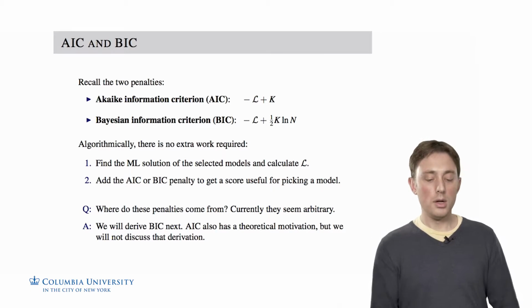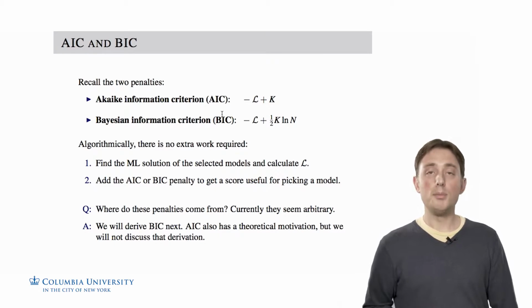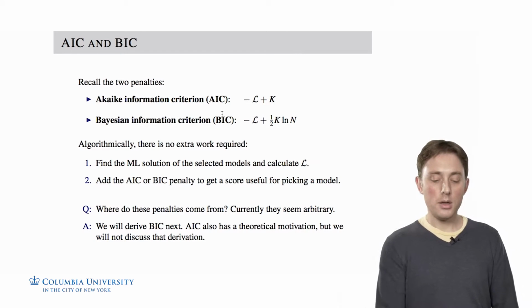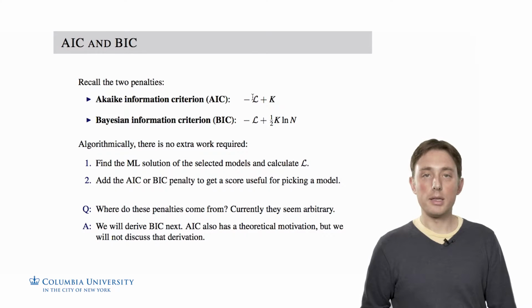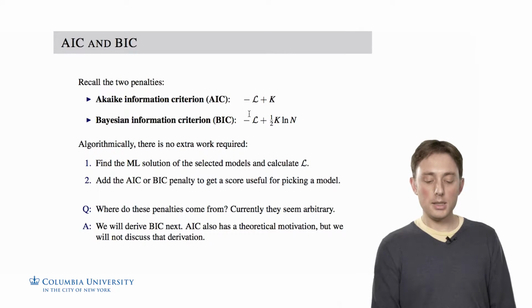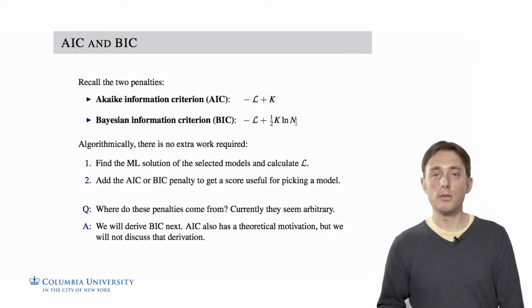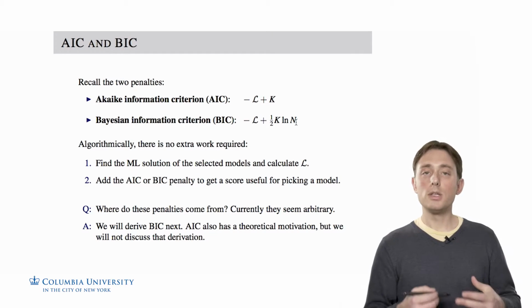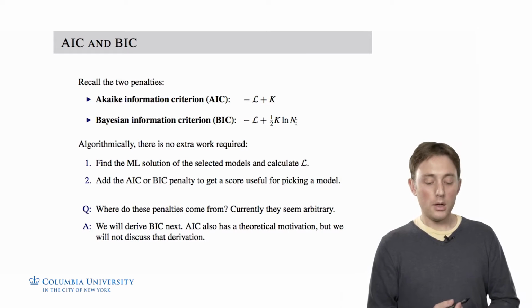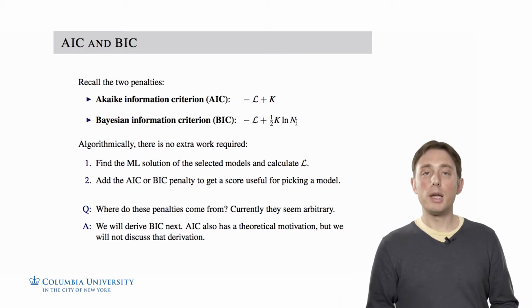So again, let's recall what is the AIC and what is the BIC for doing model selection. The AIC is going to look at the negative log likelihood and add k, which is the number of parameters in the model. The BIC is going to look at the negative log likelihood and add 1/2 times k times the log of n, where n is the number of observations from the model. So first, let's notice, before we go into more mathematical detail, that algorithmically there's actually no more work that needs to be done. What we do is we simply find the maximum likelihood solution for various model orders.